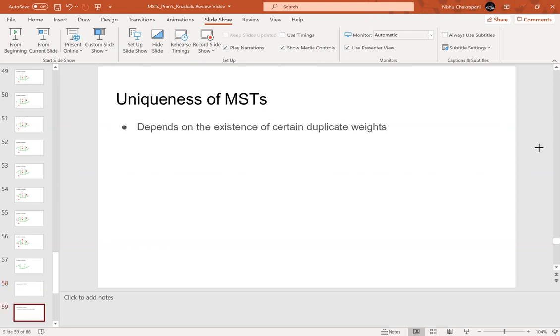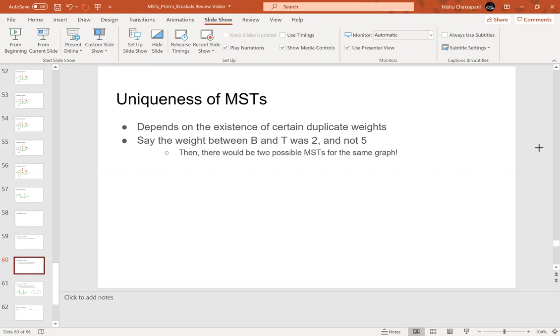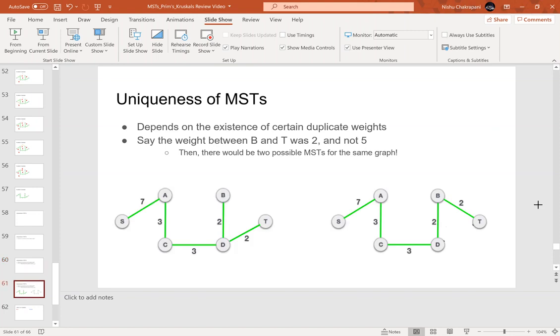However, if the weight from B to T was 2 and not 5, then that would make 2 possible MSTs for the same graph. We could do this way on the left or this way on the right. And then which one your algorithm finds would depend on how, again, it breaks ties and how it works. But that goes to show that one graph doesn't necessarily have one MST. It really depends on whether you have certain duplicates of edge weights.